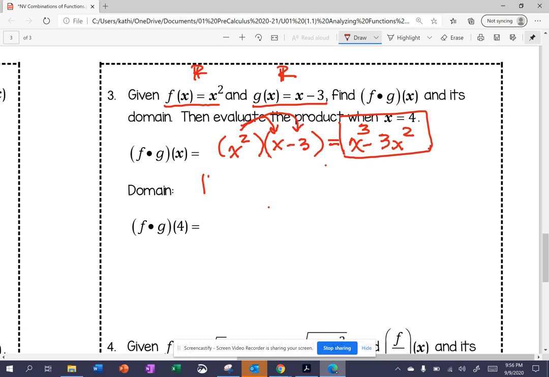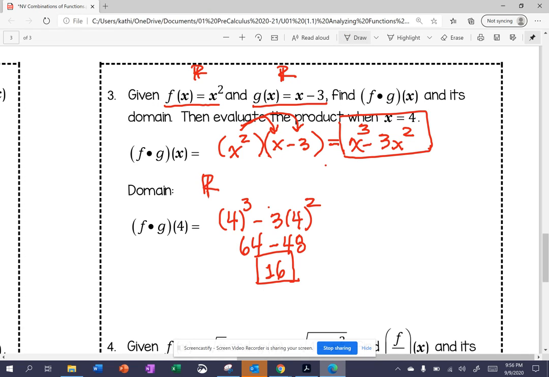The domain is all real numbers, because again, I still have no fractions or radicals with an even index. And let's evaluate f times g at 4. So I have 4 cubed minus 3 times 4 squared. 4 cubed is 64. 4 squared is 16 times 3 is 48. 64 minus 48 is 16. Okay, 3 of the 4 down.